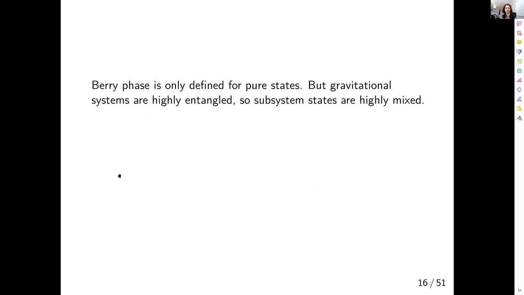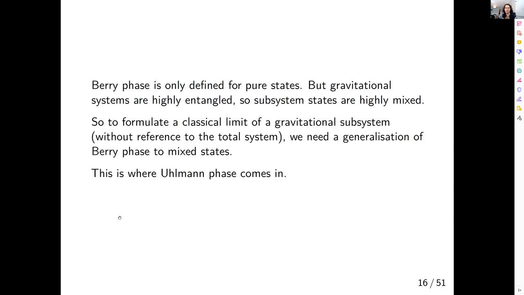The problem with immediately jumping into this is that the Berry phase is only defined for pure states, but gravitational systems are very highly entangled, so the state of a subsystem is very highly mixed. So you can't compute the Berry phase of a curve of mixed states. So we need to do something different. If we want to formulate a classical limit of a gravitational subsystem without knowing about the rest of the system, we need to generalize Berry phase to mixed states. And this is what Uhlmann phase does for us.